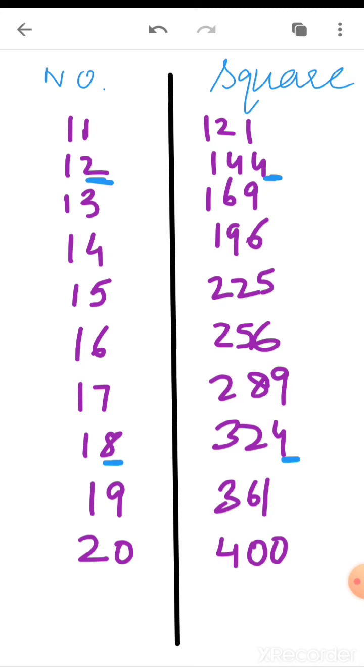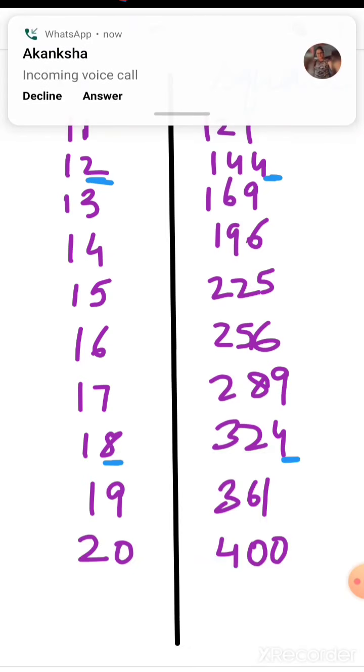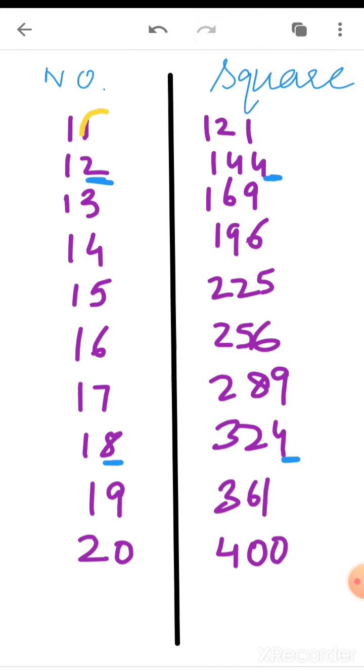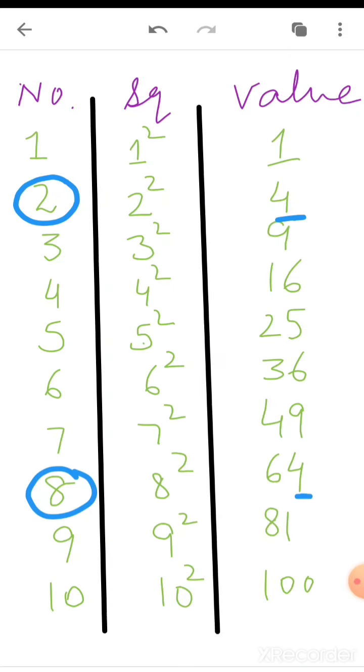Similarly, the numbers ending with 1 or 9: if a number ends with 1 or 9, its square will always end with 1. Let us check in the other set of numbers. A number ending with 1 or 9, the square will end with 1 always. You can see that, right? So this was the next property.